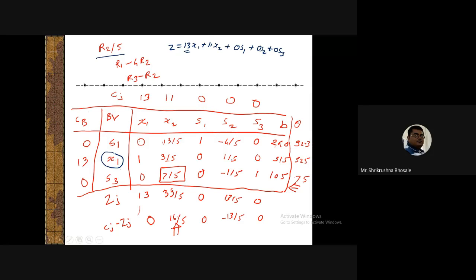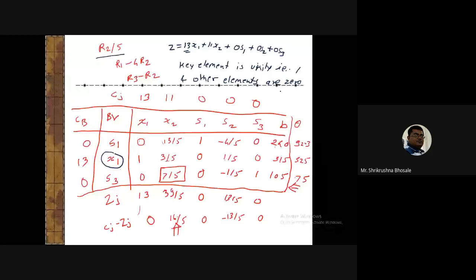Once you satisfy this condition, what condition? That the key element is unity, that is 1, and other elements are 0, especially in the columns. Other elements in the column are 0. Once you satisfy this condition, then we calculate the z values.